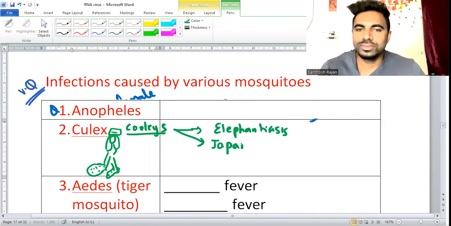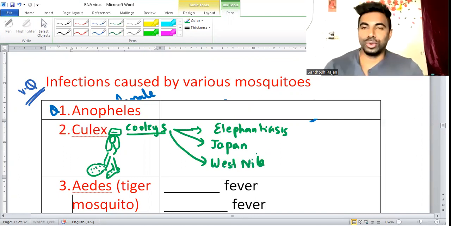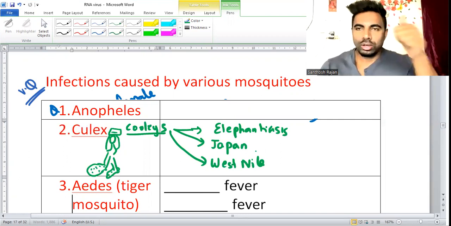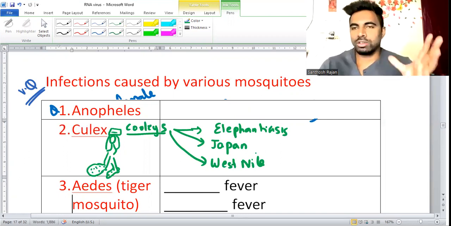And one more, there are a lot of coolies in the world. One is in India, elephantiasis. But in Japan, and also West Nile. This is a clue for how to remember, okay? There's nothing true in it, it's just to remember. The coolies get elephantiasis because they stand long and get big legs.